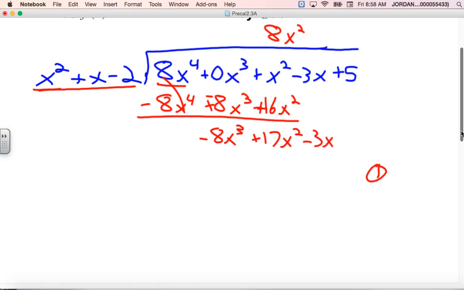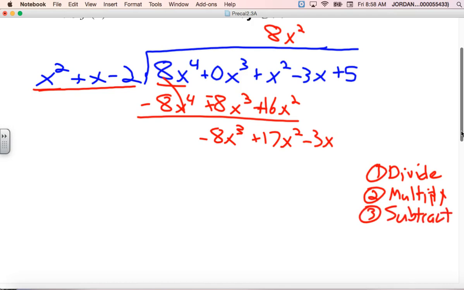So first step, divide the first terms of each expression. Second step is to multiply that first term that we got as a part of our answer times everything in the divisor. Third step is to subtract. And again, these are the exact same steps as when you learn long division with just numbers. And then the fourth step is to bring down. And then you just repeat the process. So now we're going to repeat that process again. We're going to divide the first terms.